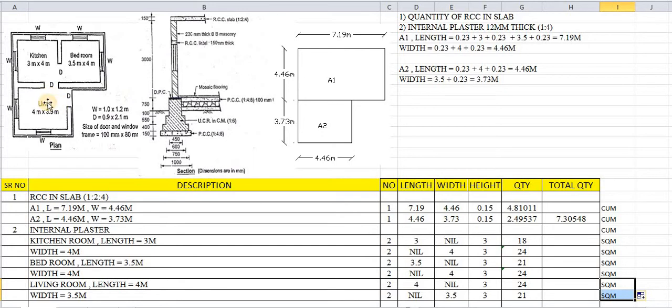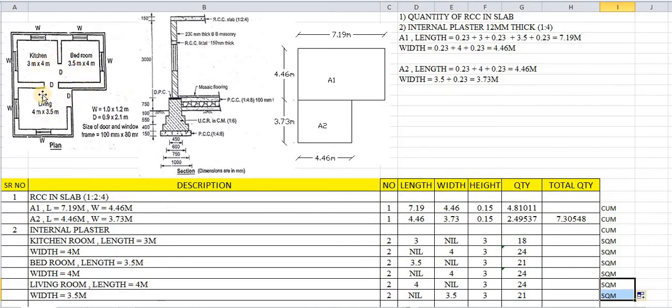Okay, so here there are 2 openings in the kitchen room, the bedroom again has 1 opening, so that is 3 openings. The living room has 4 and 5. That means there are overall 5 openings in the total plastering works.